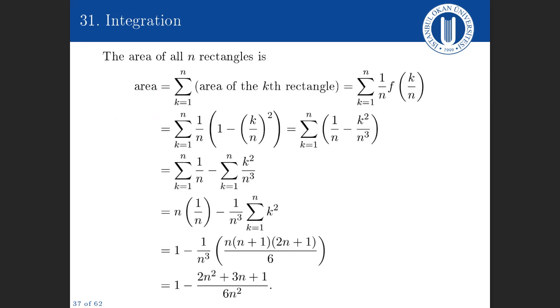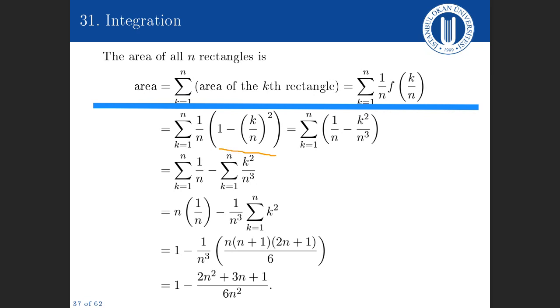So if we add the areas of all of these n rectangles together, using sigma notation that we talked about right at the start of the term, the area of these n rectangles will be the sum of the area of the kth rectangle. That's the sum from 1 to n of 1 over n f of k over n. And remember, our function is equal to 1 minus x squared. So instead of f of k over n, we can have 1 minus (k over n) squared.